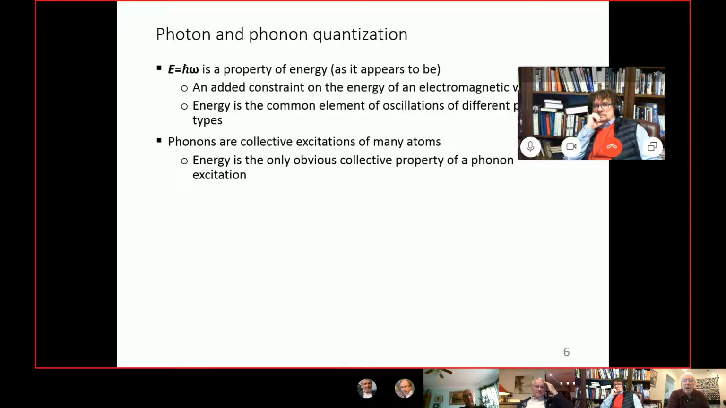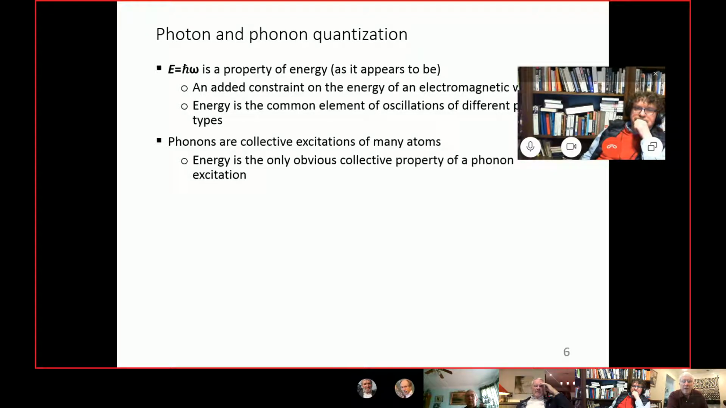And then this also explains why any oscillation obeys the same relationship. As we said, electromagnetic waves and phonons, lattice vibrations, are fundamentally different physics, but the common element, in fact the only common element, is energy. And so if you now allow that E equals h bar omega as a property of energy, it's very simple to understand that it would give you the same quantization law for oscillations of any type.